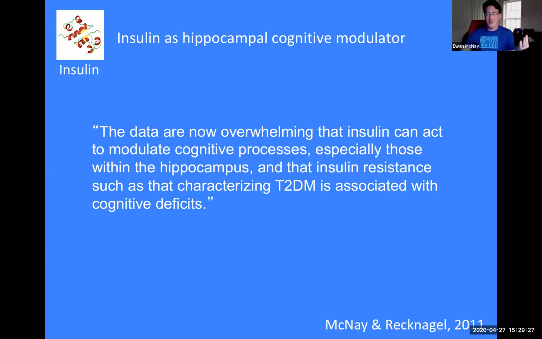It is still true now in 2020 that many of the med school textbooks still say the brain doesn't respond to insulin. I get texts from my undergrads who've gone off to med school saying, they're still telling us this. If anyone tries to tell you that, they're wrong. The brain is clearly regulated by insulin.